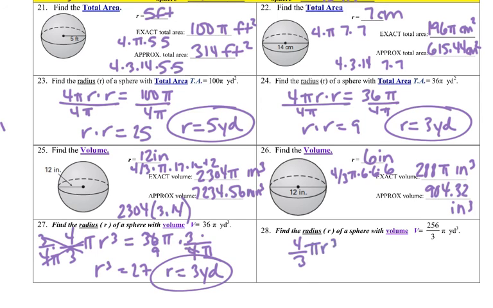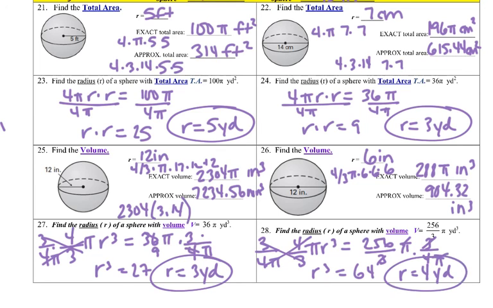4/3 pi r cubed equals 256 over 3 pi. So if I multiply both sides by that 3 over 4 pi, everything cancels. And I believe here I'm going to get r cubed is 64, so the r is 4. So there you have it.